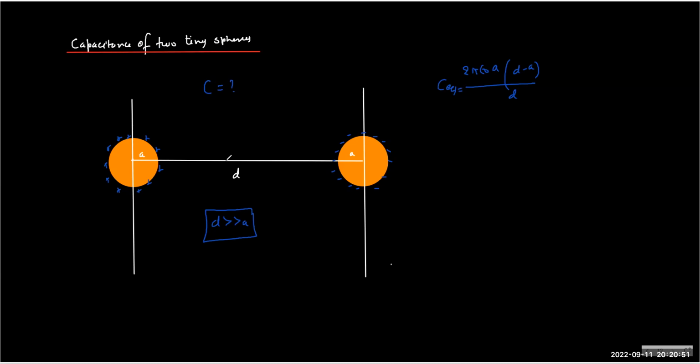So same method: at a distance x, the electric field will be how much? kQ by x square, plus kQ by d minus x whole square. Yes. So now you just need to integrate, and x will go from a to d minus a.